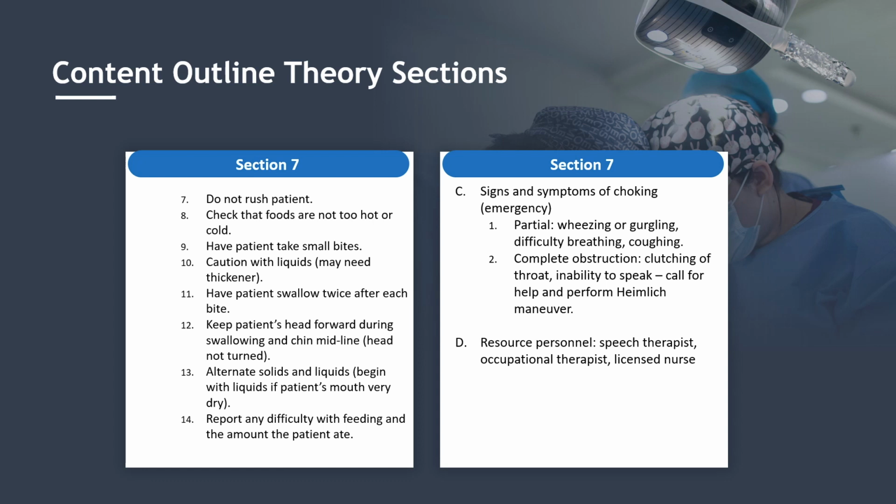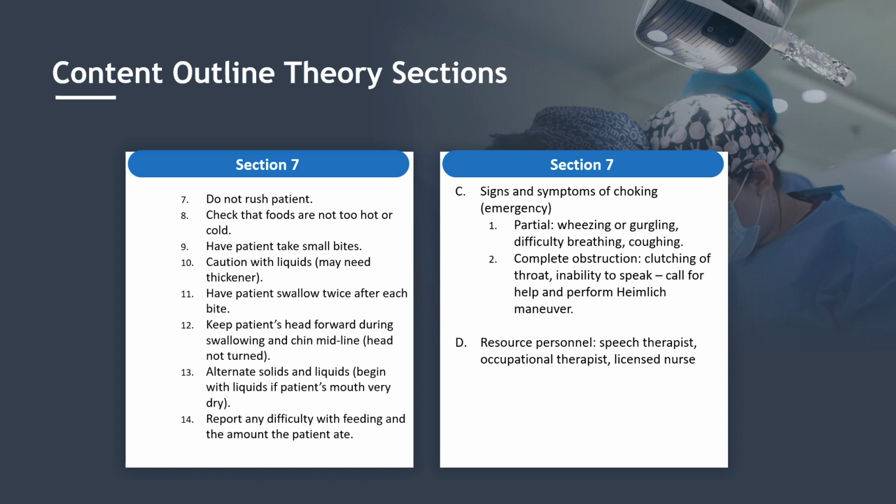Check that foods are not too hot or cold. Have patient take small bites. Caution with liquids. May need thickener. Have patient swallow twice after each bite. Keep patient's head forward during swallowing and chin midline. Alternate solids and liquids. Begin with liquids if patient's mouth is very dry. Report any difficulty with feeding and the amount the patient ate.